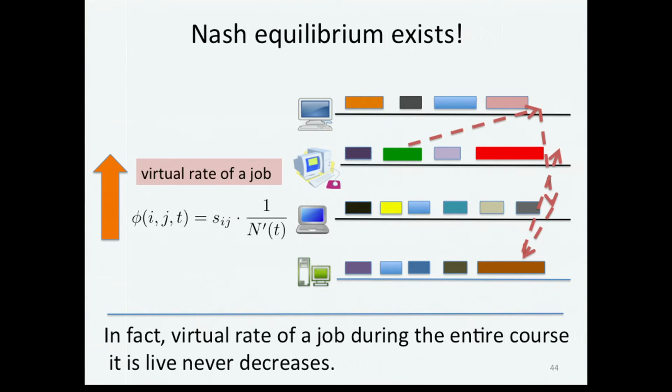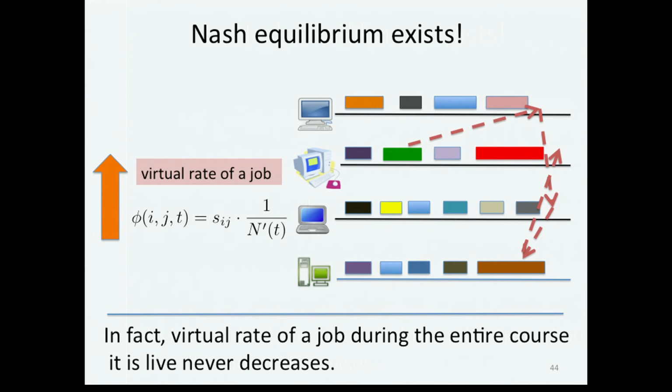But there is another crucial fact which will be used in the analysis: the virtual rate of the job, not just in the assignment, but in the entire course, only keeps going up. It monotonically keeps increasing. It never decreases. And this monotonicity is important for this analysis. And if you try to connect to the previous talk, that was the thing which we did not have in the PF allocation for Leontief utilities, for example. So the monotonicity somehow plays an important role.